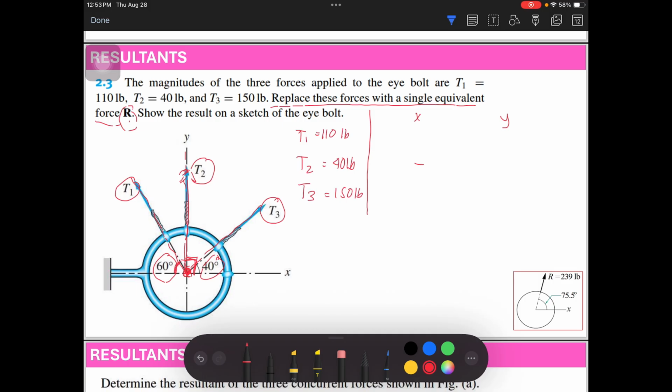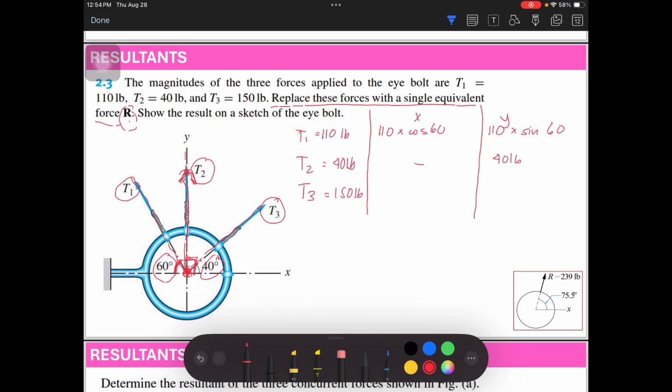Since ang angle natin is measured from the horizontal or x-axis, cosine siya. So, that will be 110 times cosine angle niya na 60 degrees. And for its y component, it will be 110 sine 60 degrees. For T2, wala nga siyang x component kasi directed vertically siya. So, meron lang siyang y component and it is equal to yung buong 40 pounds na.